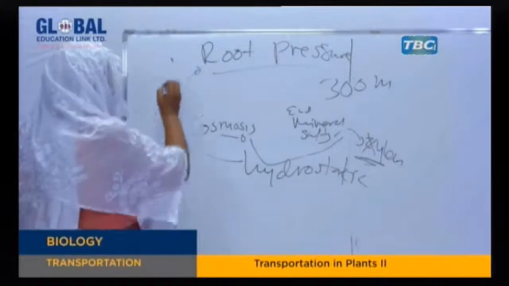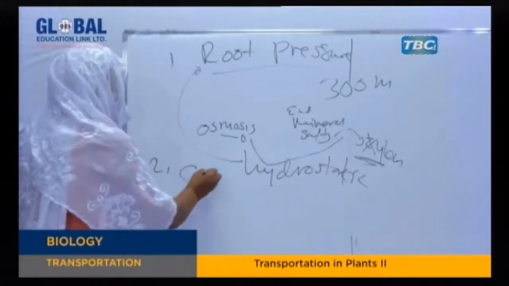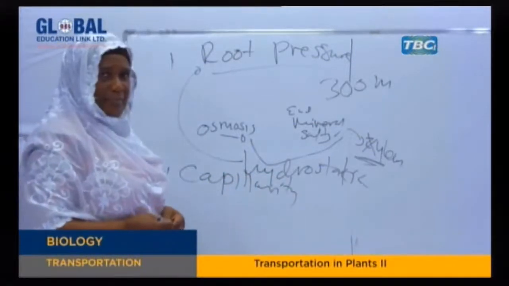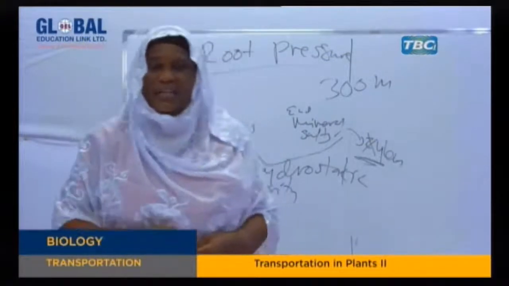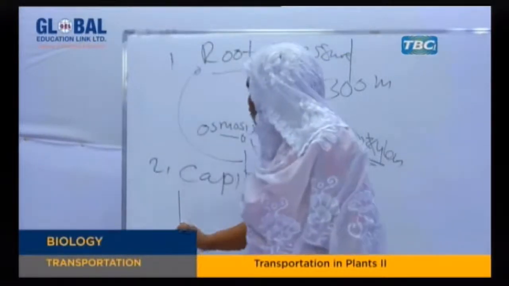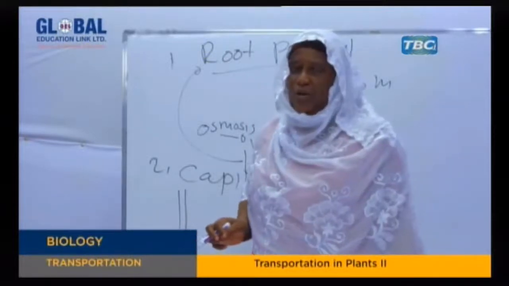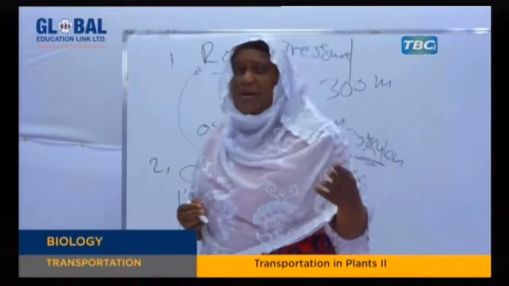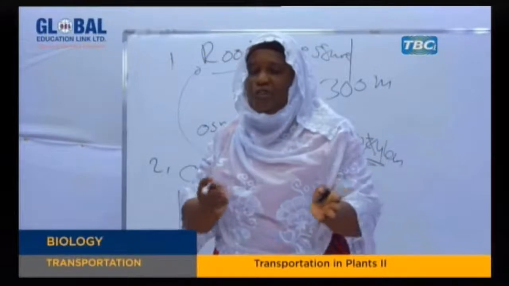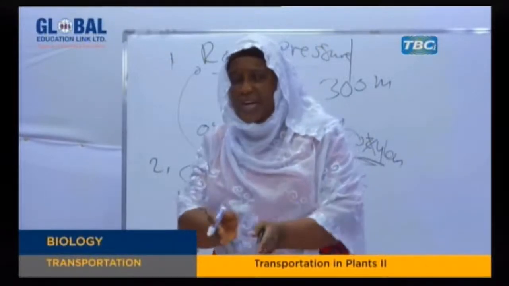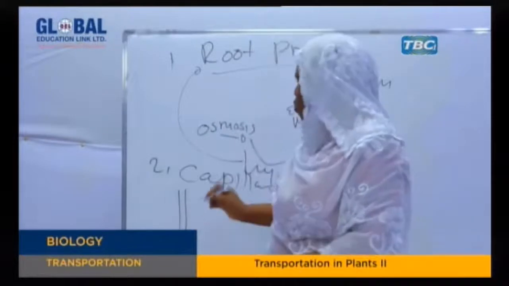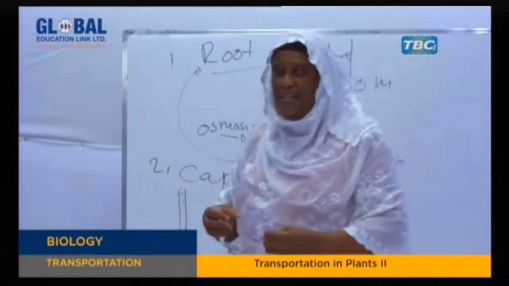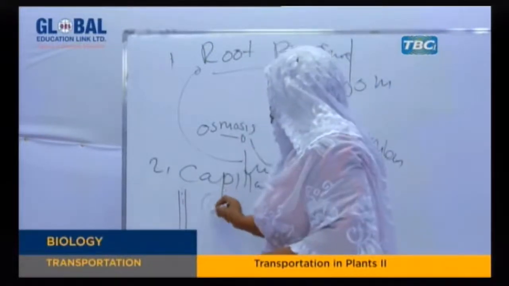Apart from root pressure, there is also capillarity. Capillarity is caused by the force which is created in narrow tubes. We know that the xylem tubes, as we described in the last presentation, are narrow. The narrowness of the tubes makes water molecules attract each other. The force which is known as cohesion.